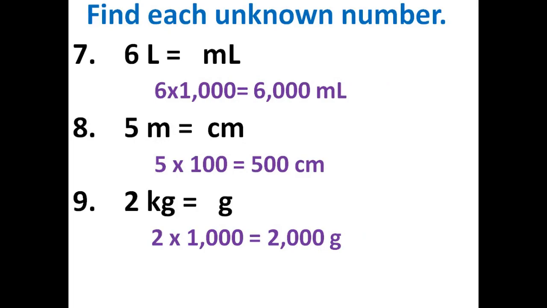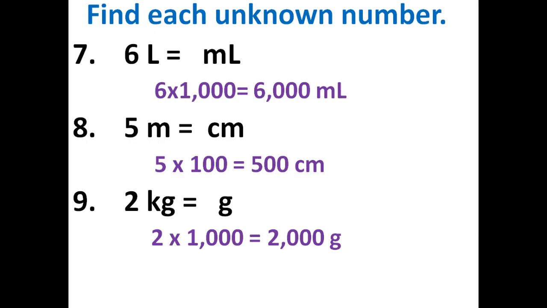Find each unknown number. We will do question number 7. 6 liter is equal to dash milliliter. L for liter and ml for milliliter. 1 liter is equal to 1000 milliliter. Now we have to change 6 liter into milliliter. We will multiply by 1000. 6 multiplied by 1000 is 6000 milliliter.